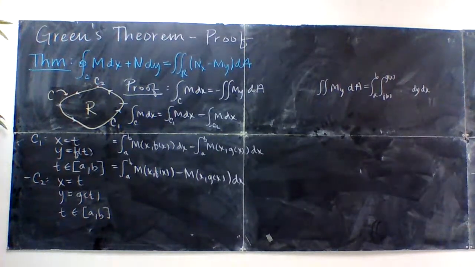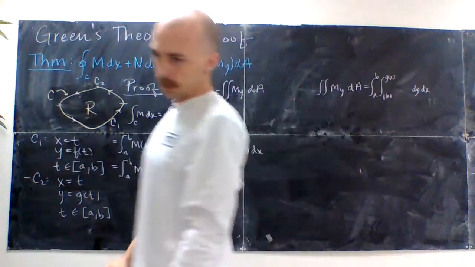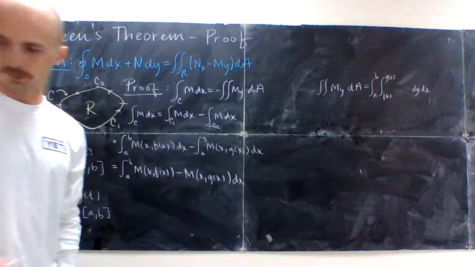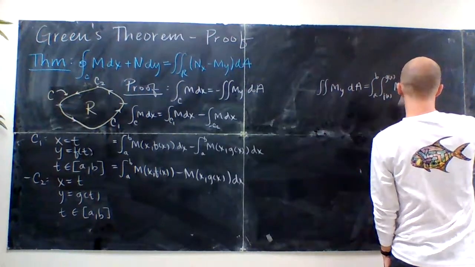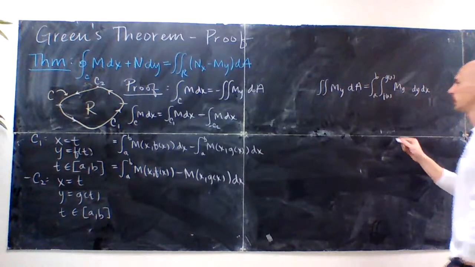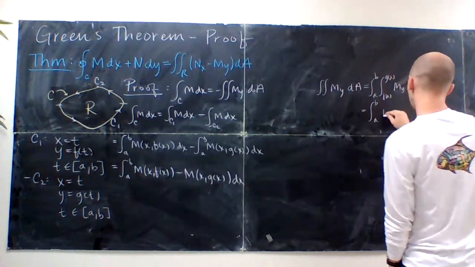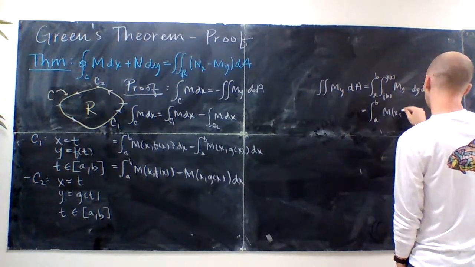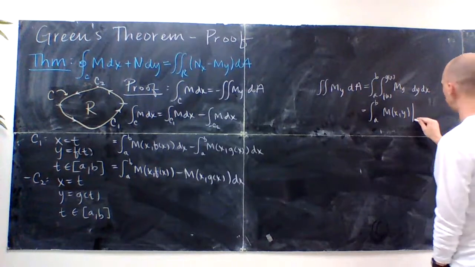And we will be integrating the partial derivative of m with respect to y. Now we know how to take an antiderivative of m_y with respect to y. It's just going to be m. So m takes in x's and y's, and we're interested in y running from f of x to g of x.